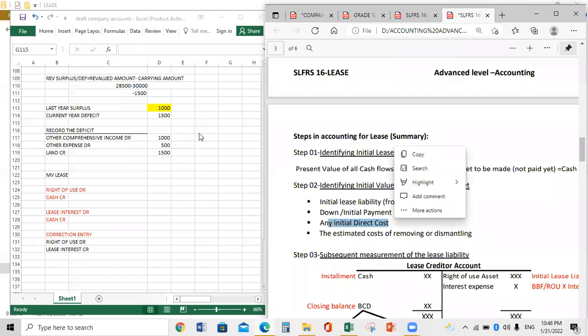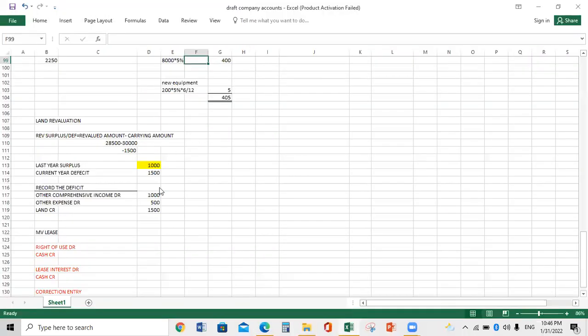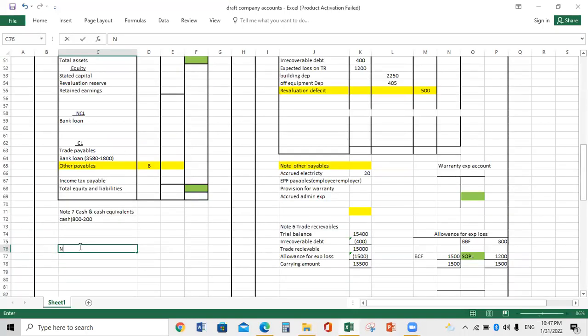So right of use is a note number. What's the note number for right of use? Note number 5. I'll put here note 5, right of use of motor vehicle.